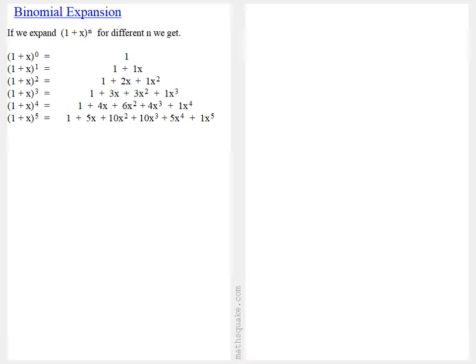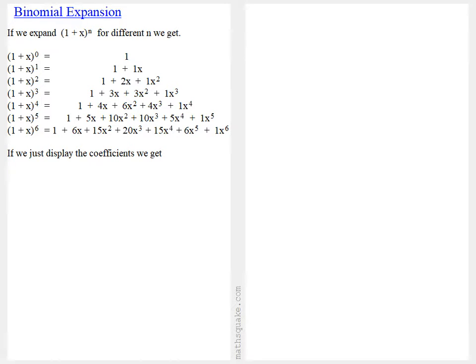And to the power 5 we have 1 plus 5x plus 10x squared plus 10x cubed plus 5x to the fourth plus 1x to the fifth. And 1 plus x to the 6 is equal to 1 plus 6x plus 15x squared plus 20x cubed plus 15x to the 4 plus 6x to the 5 plus 1x to the 6.